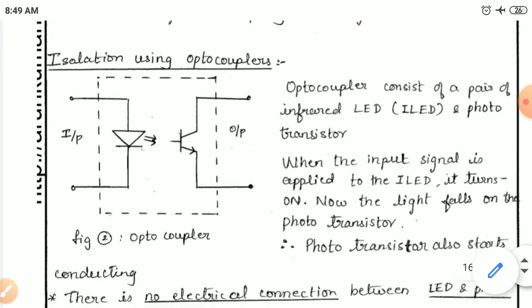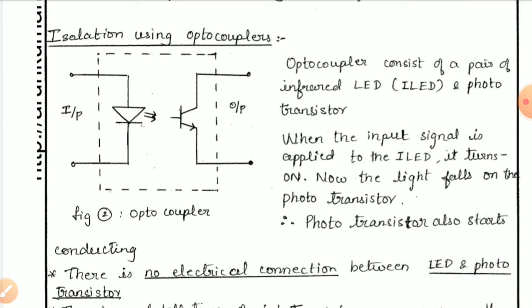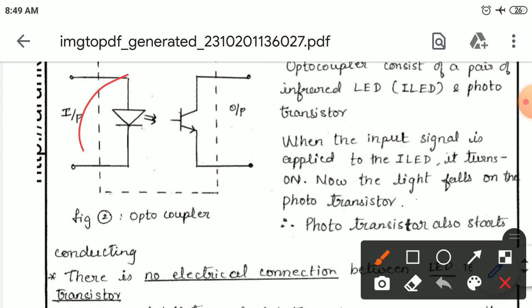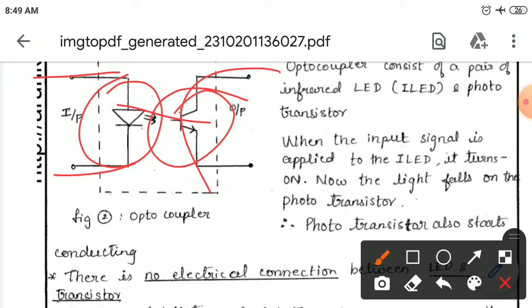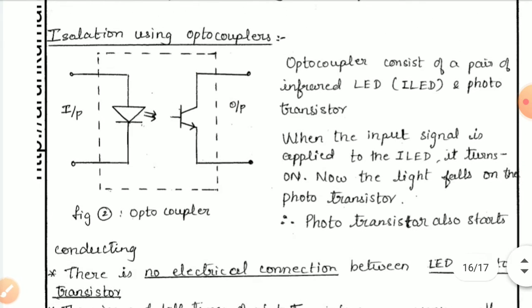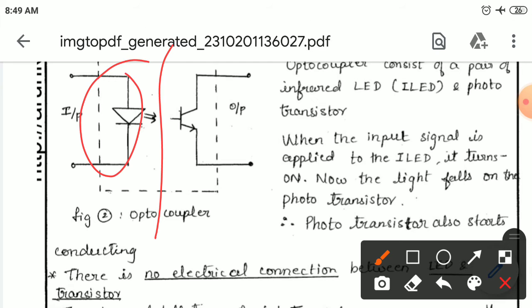Here the optocoupler consists of a pair of an infrared LED and a photo transistor, which you can observe in the figure. When the input signal is applied to the ILED, the infrared LED, it turns on. Now the light falls on the photo transistor, so the photo transistor also starts conducting. When the supply is given to the ILED, it emits radiation that falls on the photo transistor, which then starts conducting. There is no electrical connection between the LED and the photo transistor.